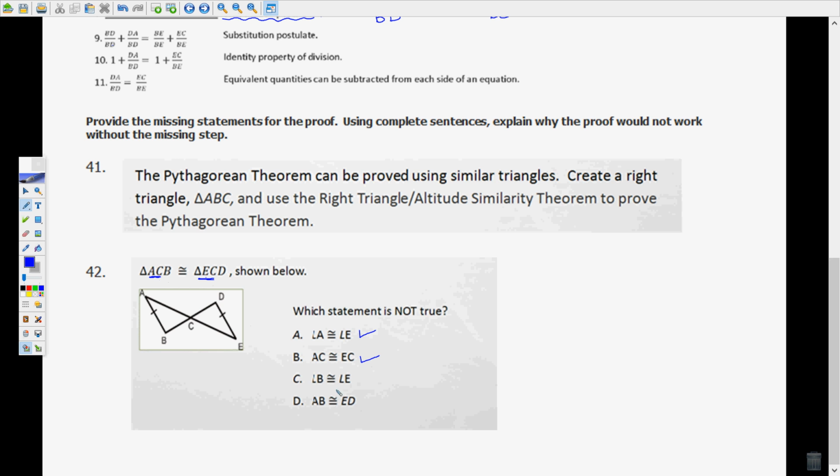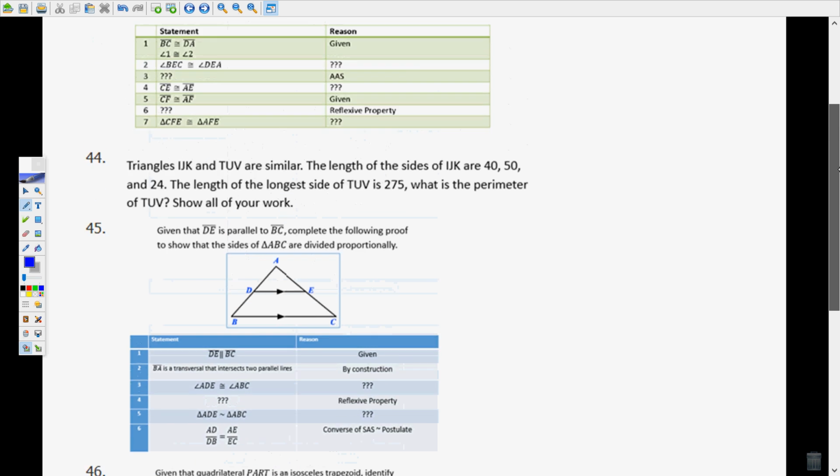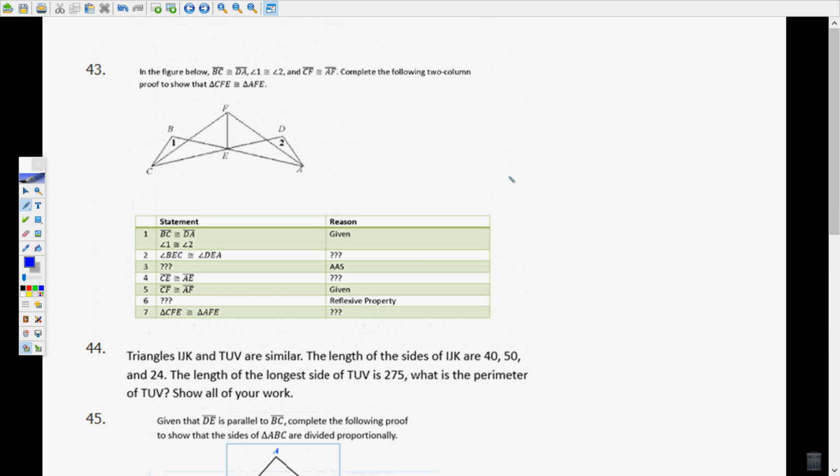True. Then it says angle B is congruent to angle E. Not true. Angle B is congruent to angle D. So B is not equal to E. But remember, on the EOC, you can have multi-select, so you want to keep on going and make sure that you don't miss. AB is congruent to ED. So we are in luck. That's the only answer there. Sweet. All right. Cool.